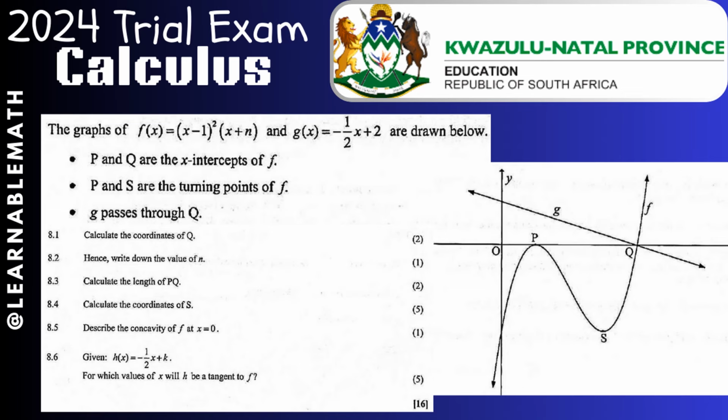Today we're going to look at this question from the 2024 trial exam from KwaZulu-Natal province. It's a calculus question, question 8. Someone said they struggle a lot with it, so we just want to explain it and see how it goes.